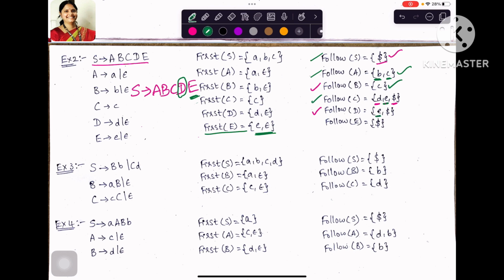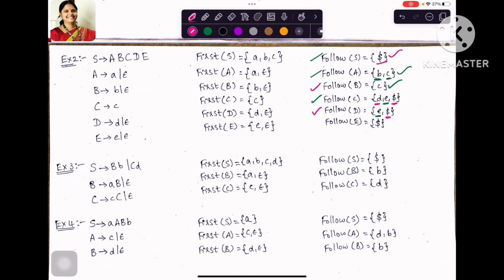E can be directly written in the result, and epsilon should not be written in the result as we can replace it in the production. So we replace E with epsilon. Now the production will become S produces A, B, C, D. So now the follow of D is nothing. So follow of D will become follow of S. So the follow of S is dollar. So we place dollar here. So the follow of D is E comma dollar.